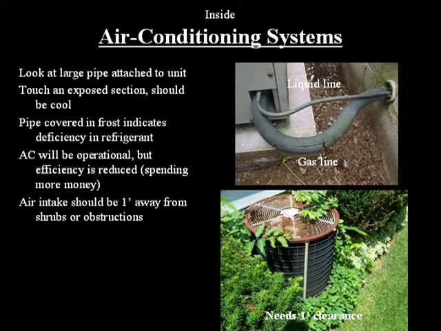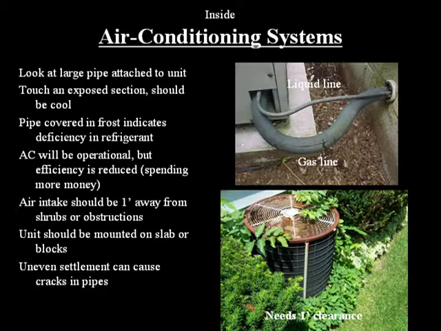Remember that the air intake should be at least 1 foot away from shrubs or obstructions. The compressor condenser unit should be mounted on slab or blocks. Any uneven settlement can cause cracks in the pipes. There should also be an electrical disconnect switch nearby for servicing.